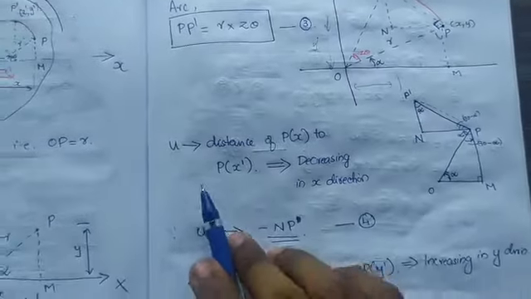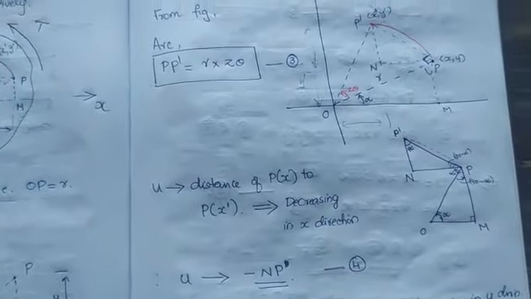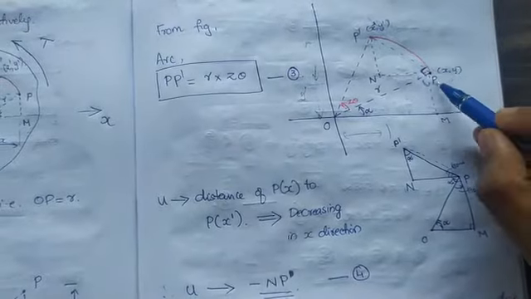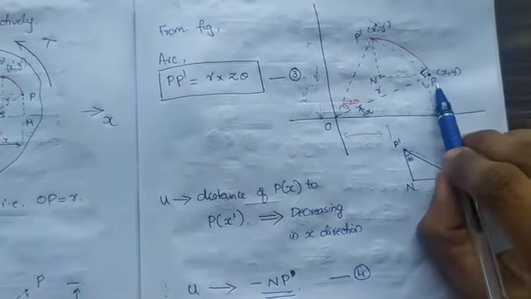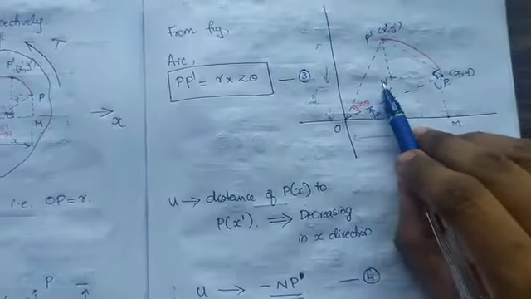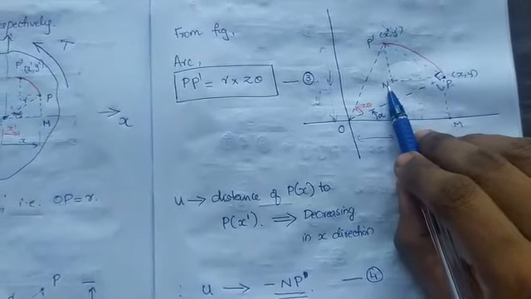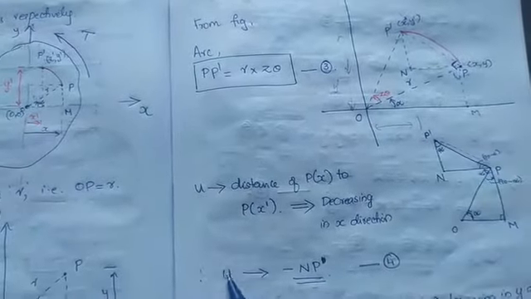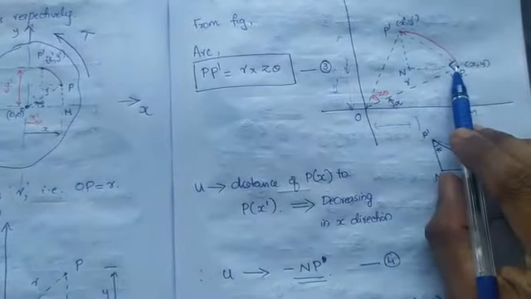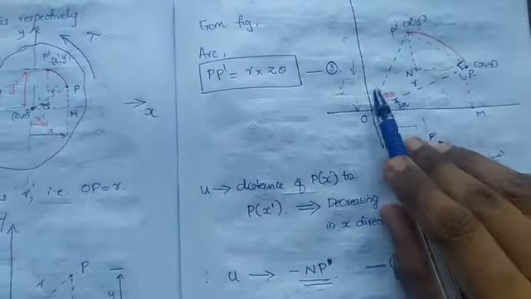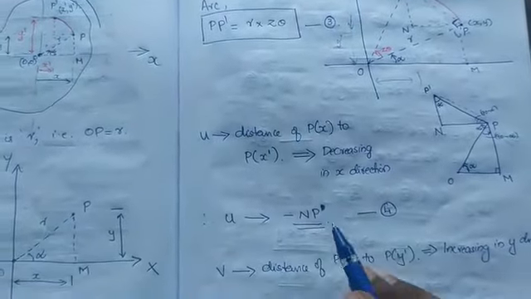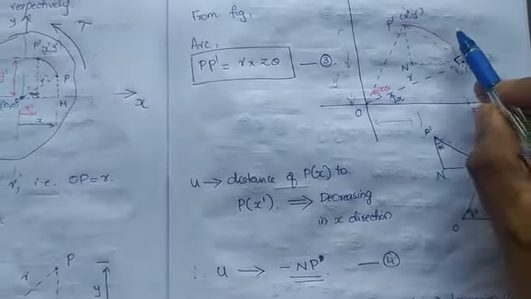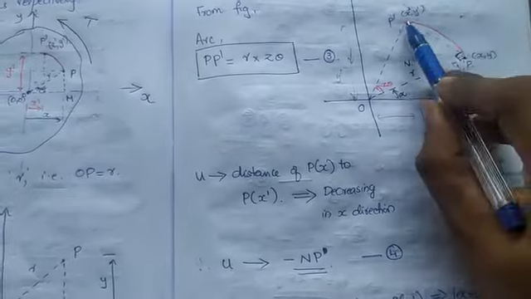Now u is the distance in the x direction, right? That means u is the distance of P in x. It was at the point P of x and it moves to a point P dash of x bar, right? And this is decreasing, right? So u is minus NP. It is coming from here to this point, that is in the negative x direction, so minus NP, right? V is the distance of P in y, and it has reached a point P of y bar, about this distance.